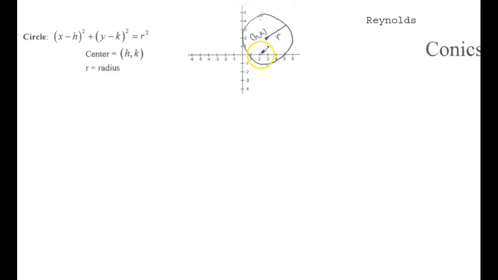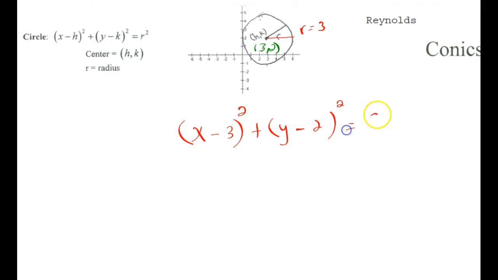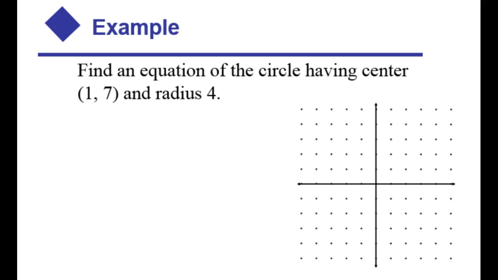If I were to try to write an equation here, it looks like the center is 3 comma 2, and maybe the radius here is 3. So to write an equation, I would say x minus 3, which is the x coordinate, plus y minus 2, which is the y coordinate, those are being squared, equals 9 because it's the radius squared. So going backwards, if I give you the center, it says write an equation. So that here it is.